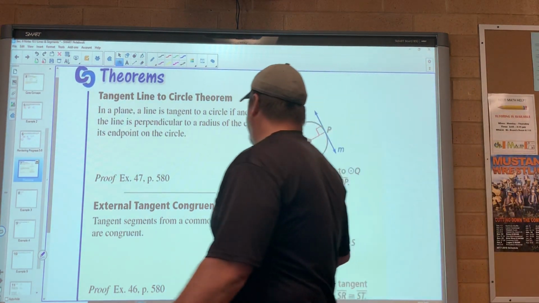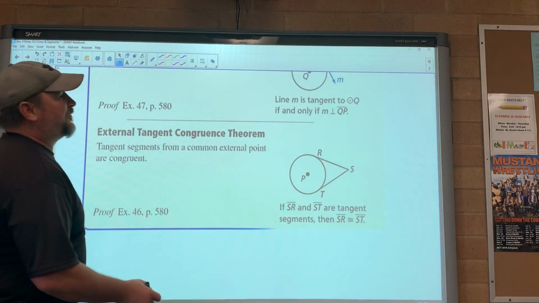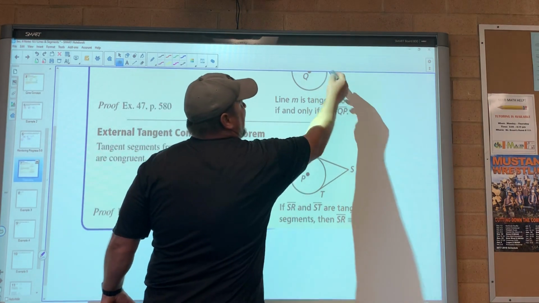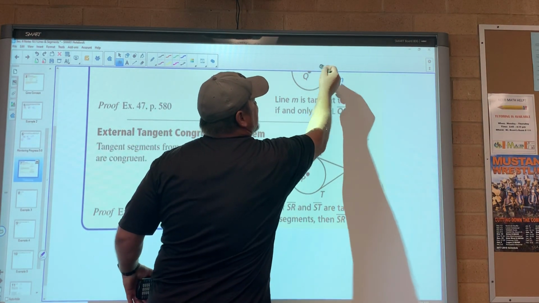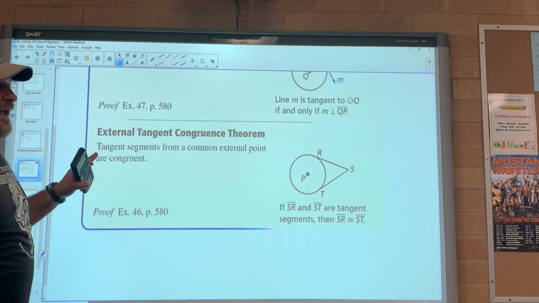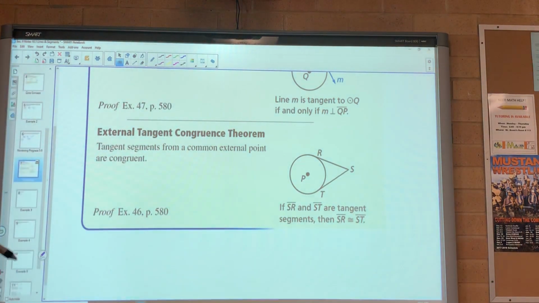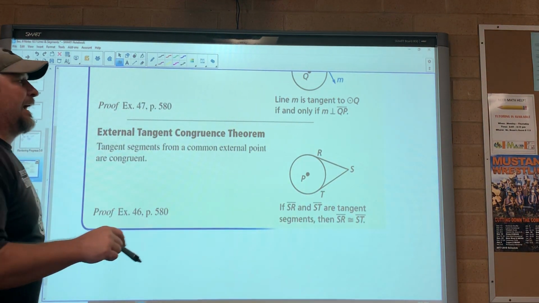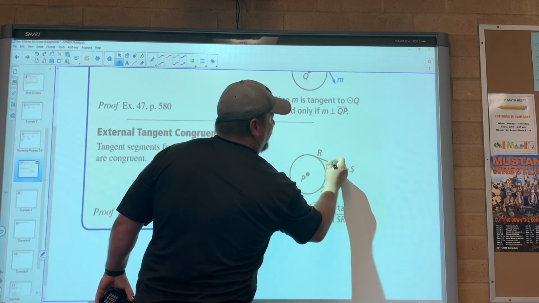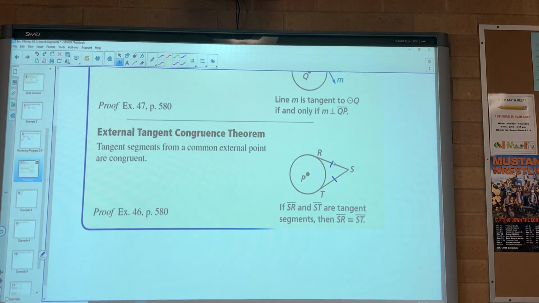Okay, well this one is pretty cool. If we have two external tangents, now the external ones are on the outside. Notice that was external as well, but then the line was inside. If I have two external tangents meet at the same point, then they create congruent segments. Does that make sense? They have to be congruent, okay?